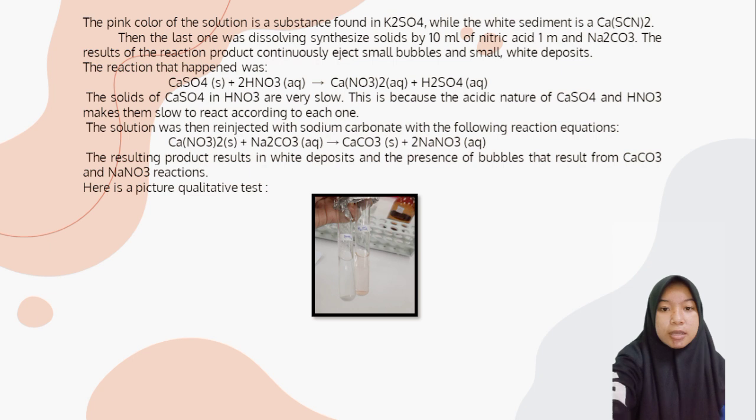Then the last one was dissolving the synthesis solid in 10 ml of nitric acid, 1 molar, and sodium carbonate. The result of the reaction continues to eject small bubbles and a small white deposit. The reaction that happened was calcium sulfate plus nitric acid produces calcium nitrate and sulfuric acid. The solid of calcium sulfate in nitric acid reacts very slowly. This is because the acidic nature of calcium sulfate and nitric acid makes them slow to react.